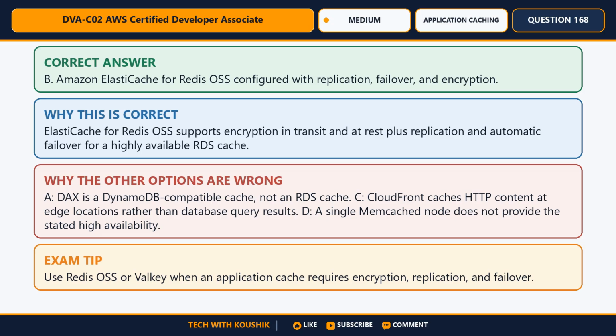A. DAX is a DynamoDB-compatible cache, not an RDS cache. C. CloudFront caches HTTP content at edge locations rather than database query results. D. A single Memcached node does not provide the stated high availability. Exam tip. Use Redis OSS or Valkey when an application cache requires encryption, replication, and failover.